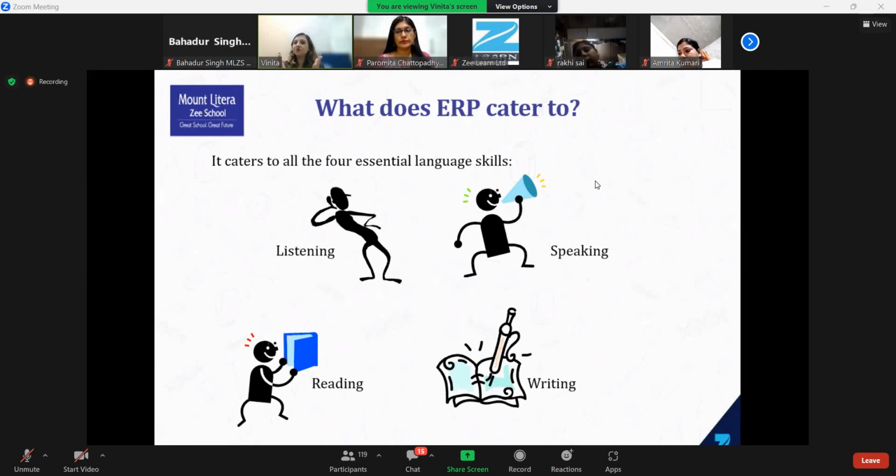Now, what does the English Readiness Program essentially cater to? It caters to the language skills: listening, speaking, reading, writing. When the program was created, the modules were based on various maxims of learning, where each activity, the worksheets or the PowerPoint presentation, caters to either speaking, listening, reading, or writing. It's a combination of all these four, and proper permutation combinations have been used every now and then, and have been identified and given in our modules.